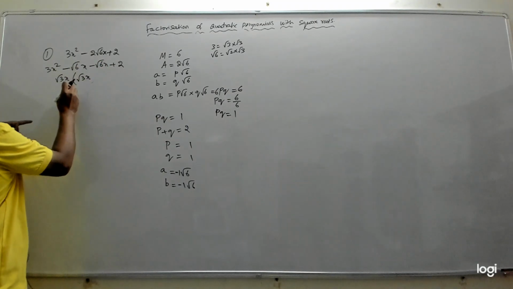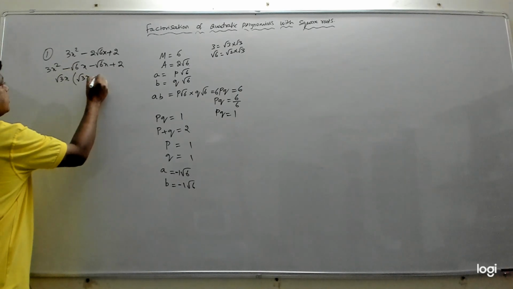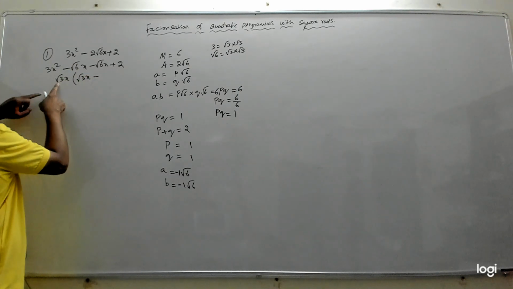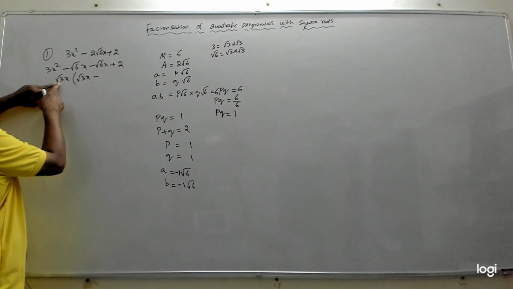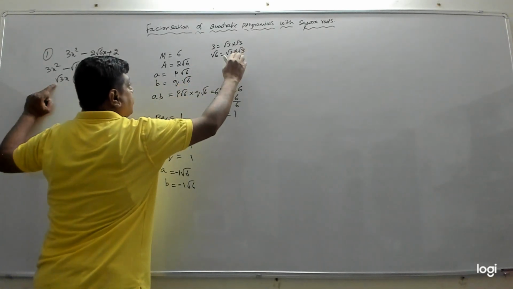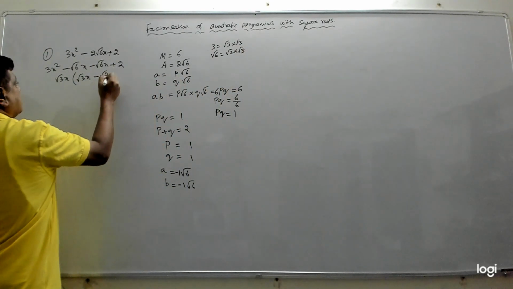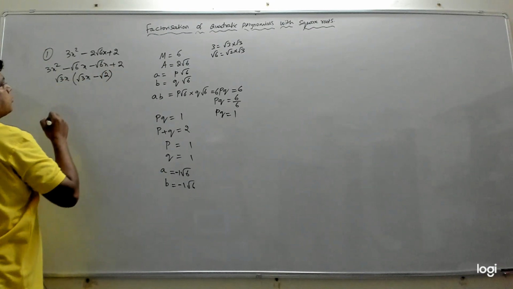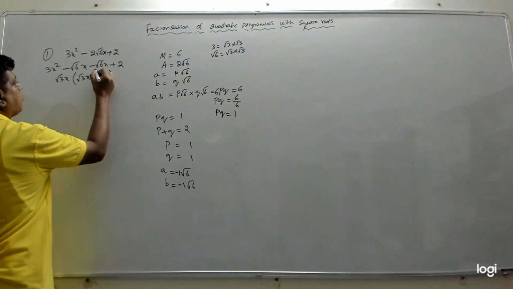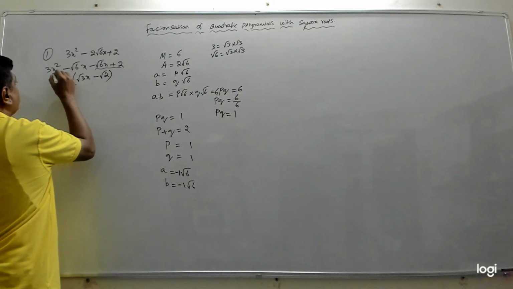Right? So we'll have root 3x, then minus, from root 6 we have taken root 3 out, means this is taken out. We'll have root 2. So root 2. Then this x is already taken out, so close. And from these two terms we got this.